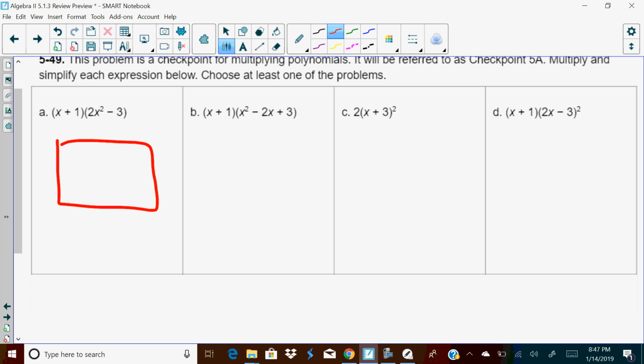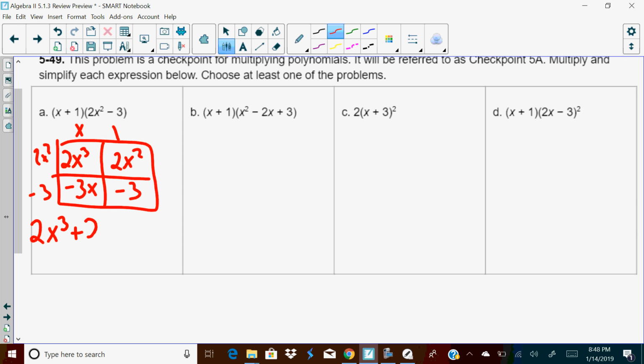So for a, I'm going to get x and 1 and 2x squared and negative 3. So I get 2x cubed, 2x squared, negative 3x, and negative 3. So I get 2x cubed plus 2x squared minus 3x minus 3.